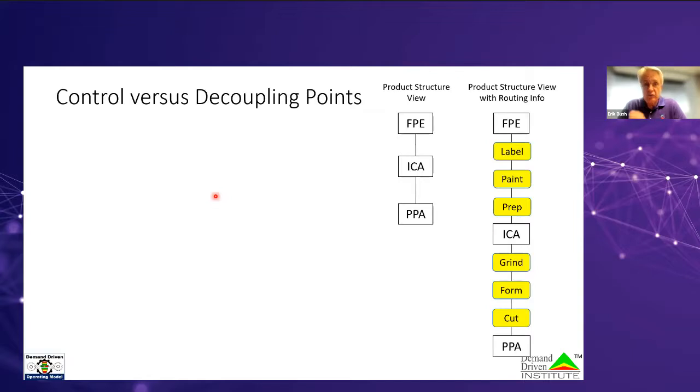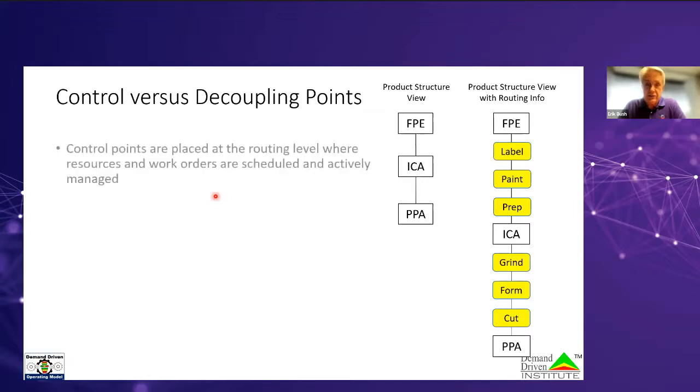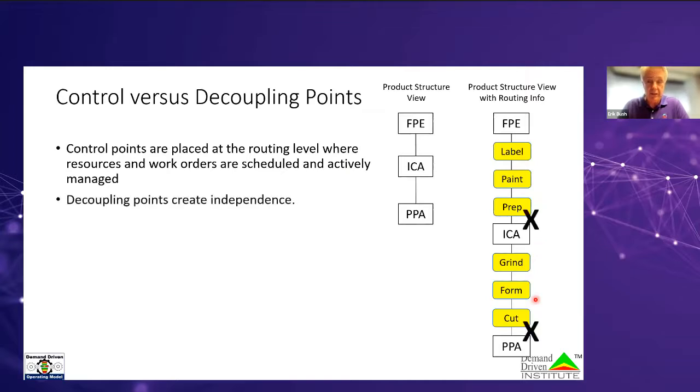And if you think about control versus decoupling, there's a relationship here. Control points are placed at the routing level, right? So we think about a bill of material view, we know the components that go into a final assembly. When we think about it from a production standpoint, there will be production steps between those various layers in the bill of material that need to be performed and understood. And that may illustrate where there may be points along this path where we want to introduce incremental control to help us. The decoupling creates points of independence.